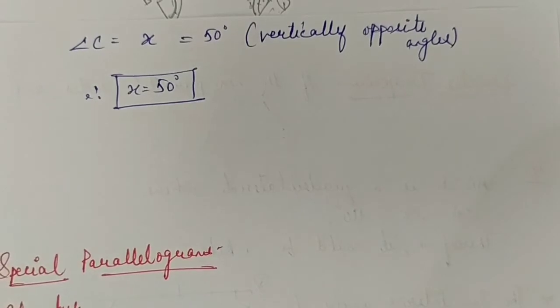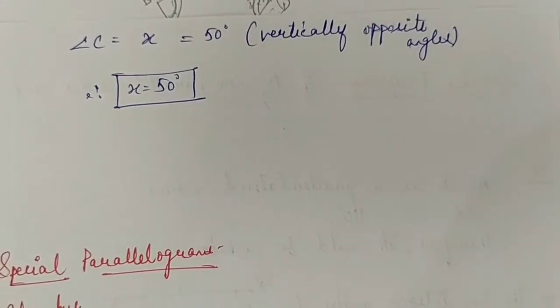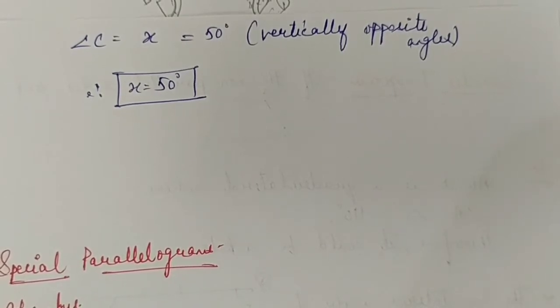So with this question I wind up exercise 3.3, and questions number 10, 11 and 12 are also much simpler, and we just have to use the properties and give the reasoning.